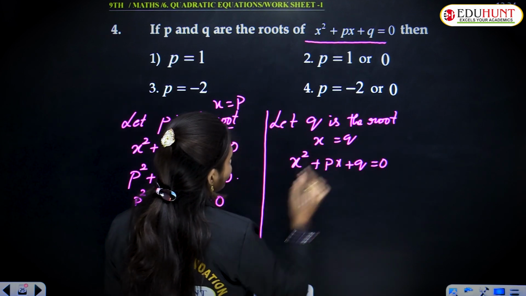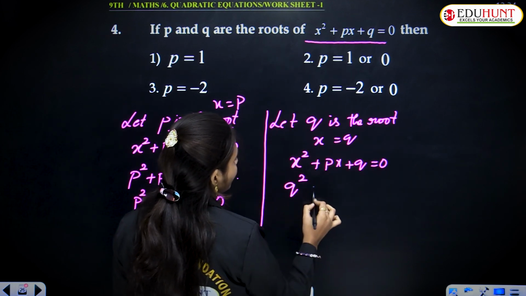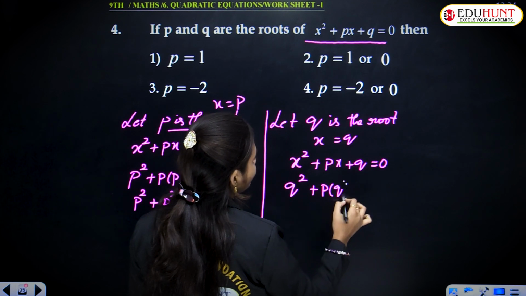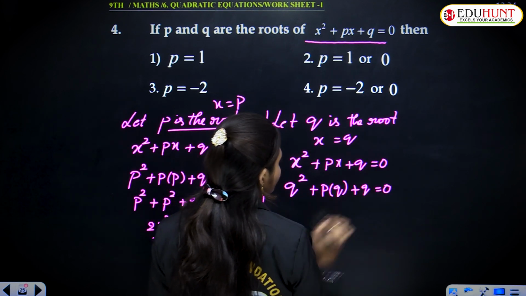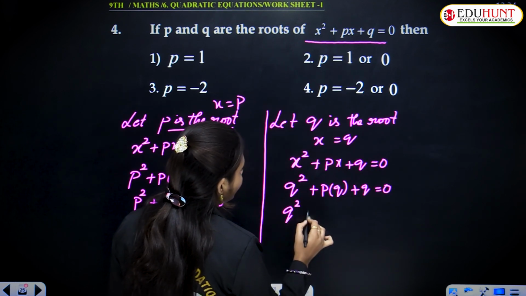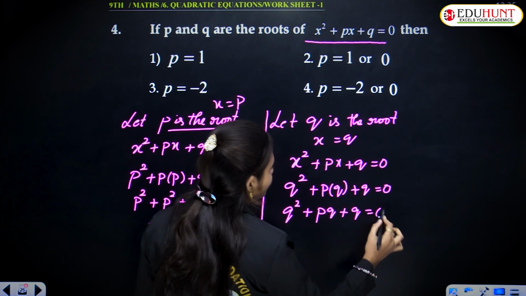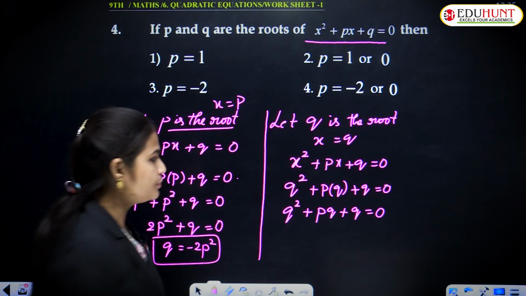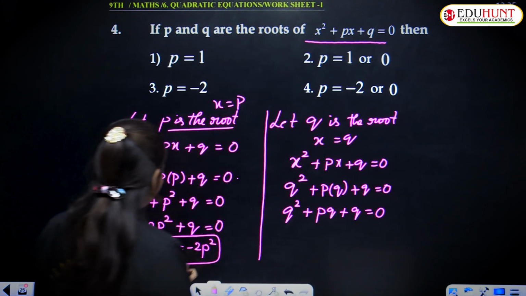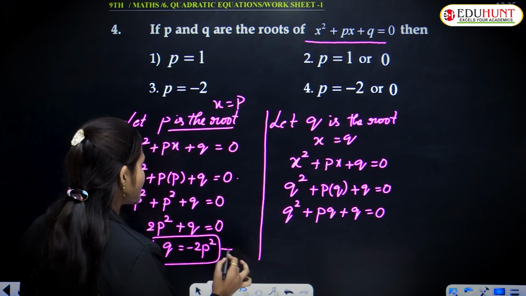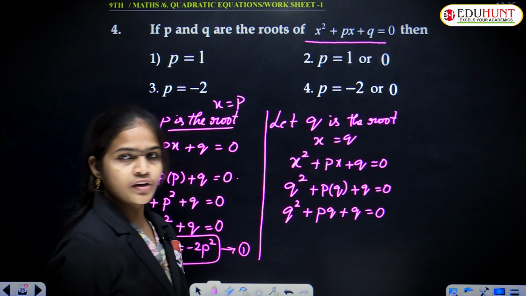So x is equal to q. So q square plus p into q plus q is equal to 0. So q square plus pq plus q is equal to 0. Am I clear to you? So here q is equal to minus 2p square. This is equation number 1.